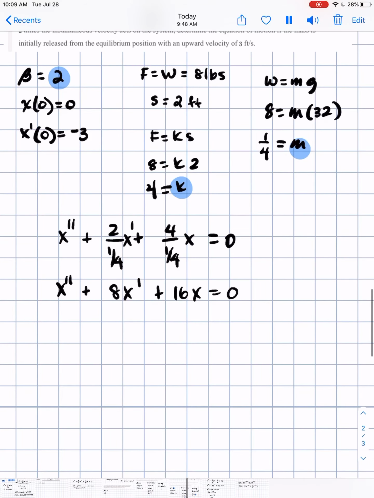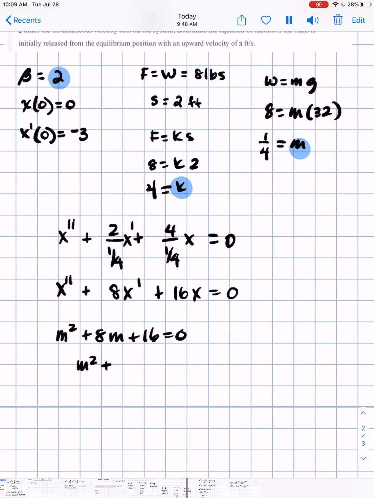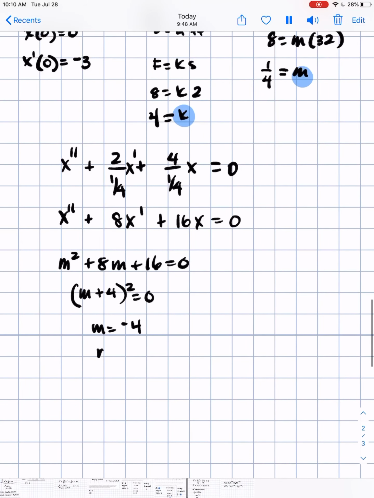And here we go back to solving a homogeneous equation with constant coefficients. So we could go to m squared plus 8m plus 16 equals 0. So, my bad, (m plus 4) squared equals 0. So we know m is equal to -4. And this repeats, right? Repeating.